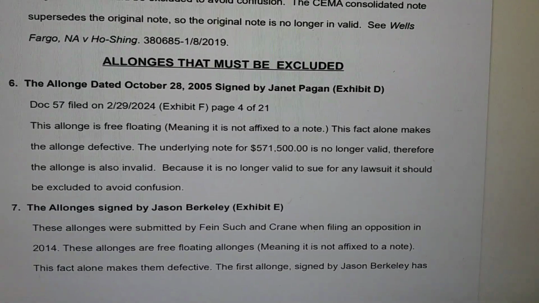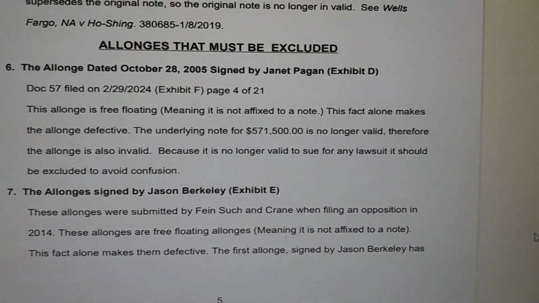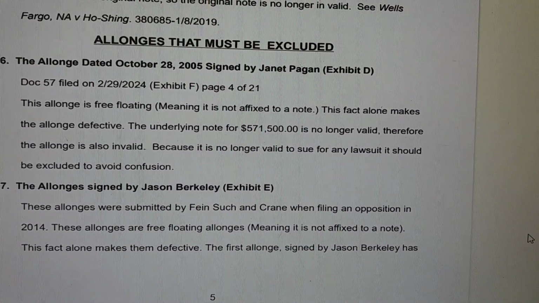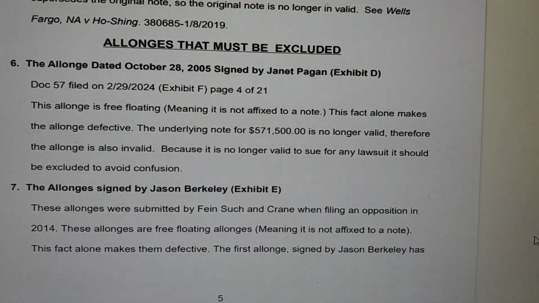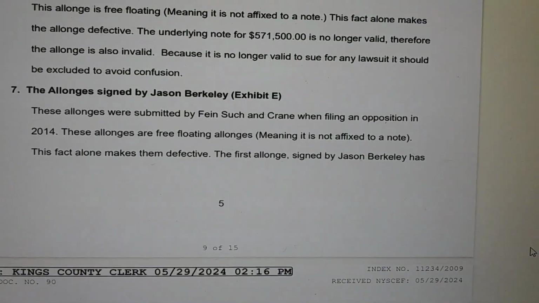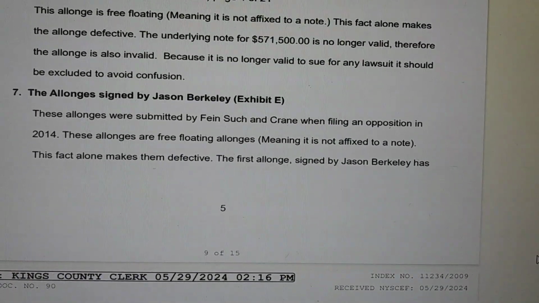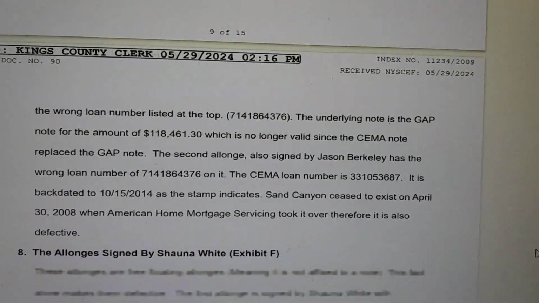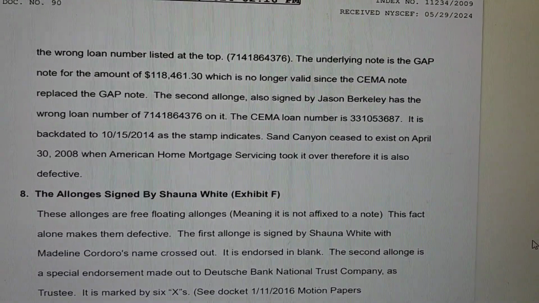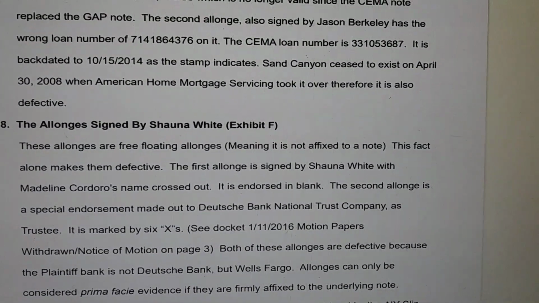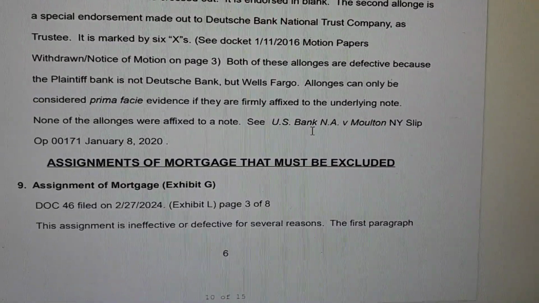And these are the allonges that must be excluded for similar reasons. And you can read these details if you want to read these a little bit closer. One of them has the wrong amount. One of them is missing information. We can look at some of these, but basically they are.